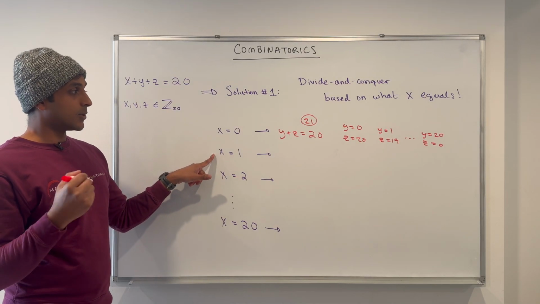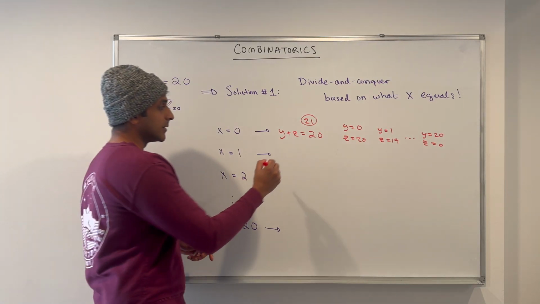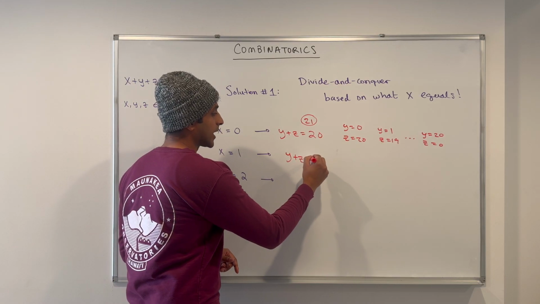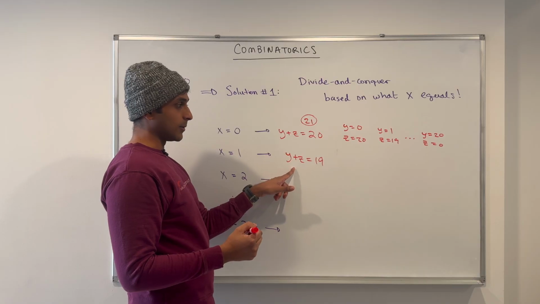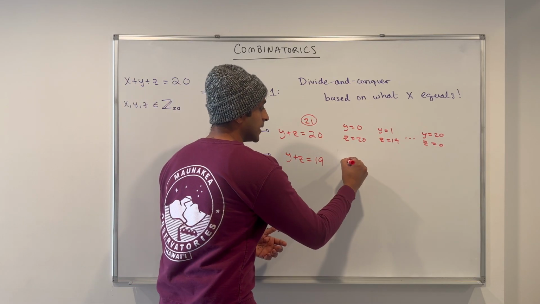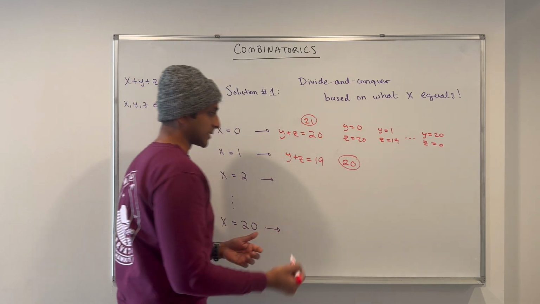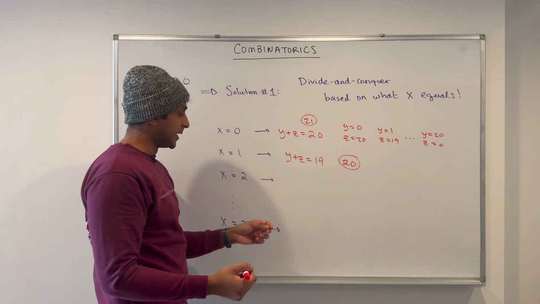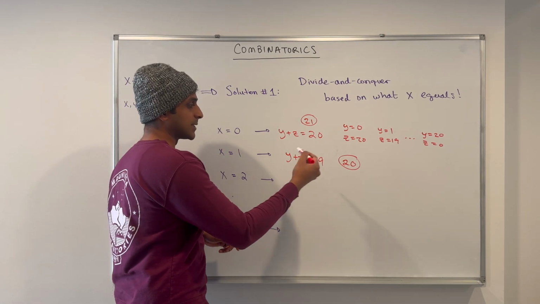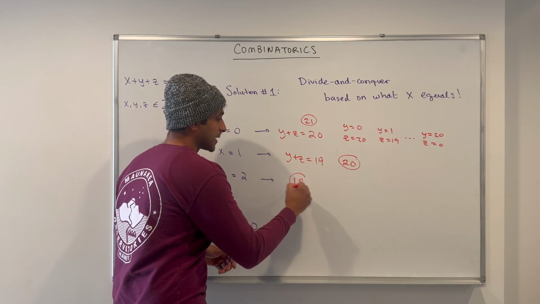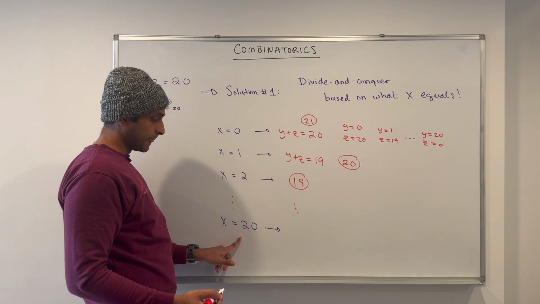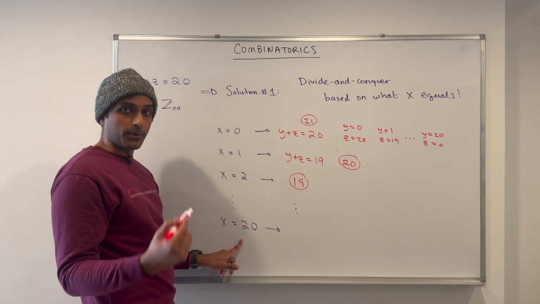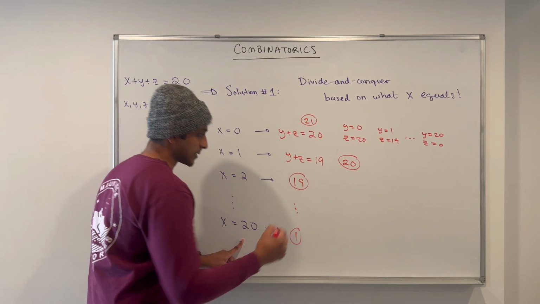If x is equal to 1, well then, y plus z would have to equal 19. And how many solutions are there for this? Well, with the same logic we just used, we can deduce that there are going to be 20 solutions, so make sure you can do that on your own. And then for x equals 2, well, y plus z would have to equal 18, and there's going to be 19 solutions there, all the way down to when x is equal to 20, well then y and z both have to be 0, right? So there's only one solution there.